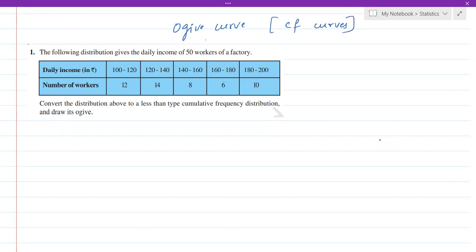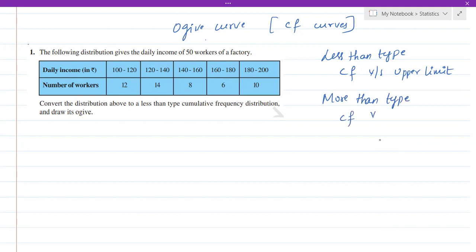Basically, there are two types of ogive curves. One is known as the less than type, which is a graph of CF versus upper limits. Whereas the more than type ogive curve is again a graph of CF versus lower limit.